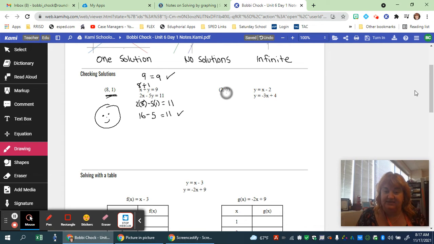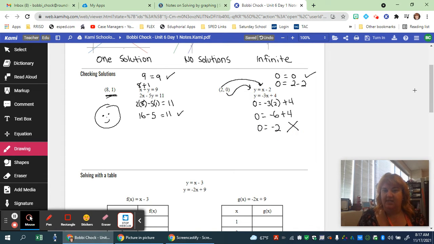Let's see if these work. I put the 0 where the y is, and I put this where the x is. So then I end up with 0 equals 2 minus 2. 0 equals 0. Yeah, that works for the first problem. Let's try it in the second problem. 0 equals negative 3 times 2 plus 4. Negative 3 times 2 is negative 6, plus 4. 0 equals negative 2. No, that does not work. So this is not the solution for these two equations.